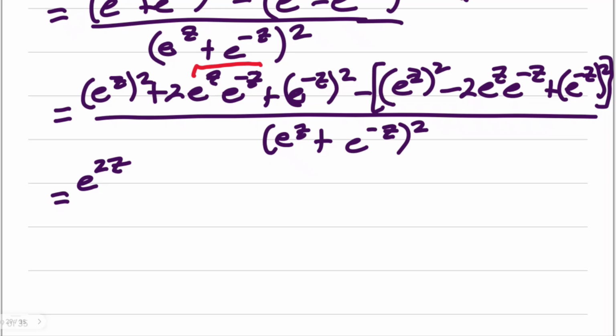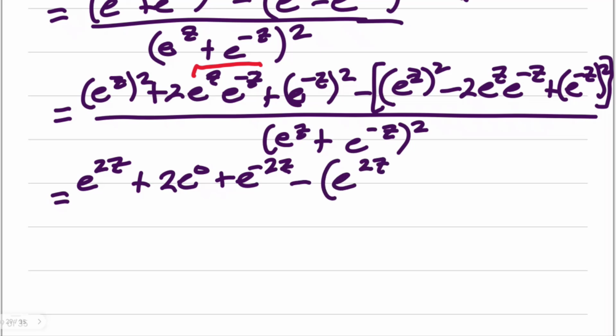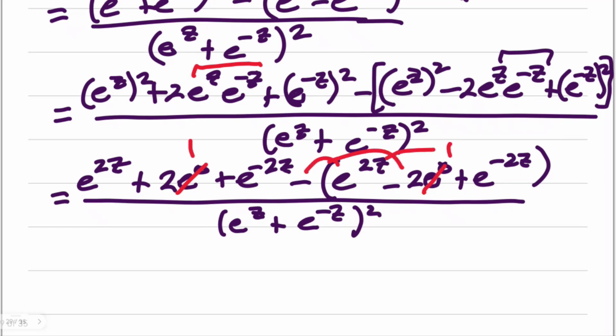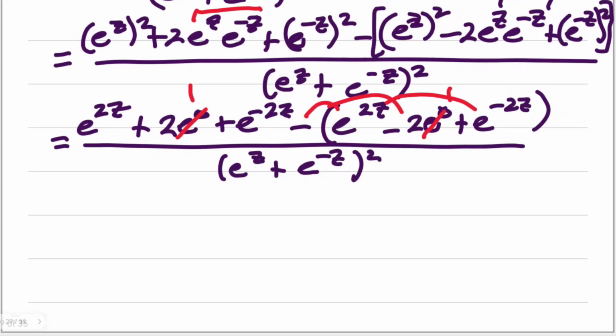So you will have here plus 2 e to the power of 0 plus e to the power of negative 2z. On the second group, minus still e to the power of 2z minus 2 e to the power of 0. Again, that's 0 plus e to the power of negative 2z. All over, you will have here e to the power of z plus e to the power of negative z. You're squaring that. This time, let's try to make it 1 as well, and remove the grouping symbol by distributing the negative sign to all the terms of the second group.